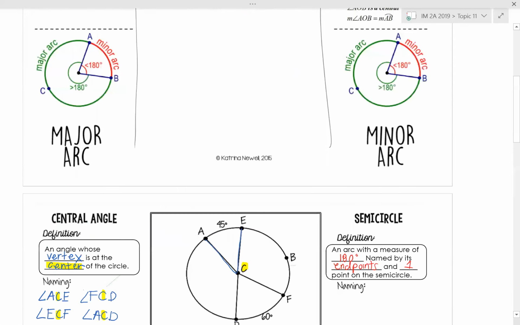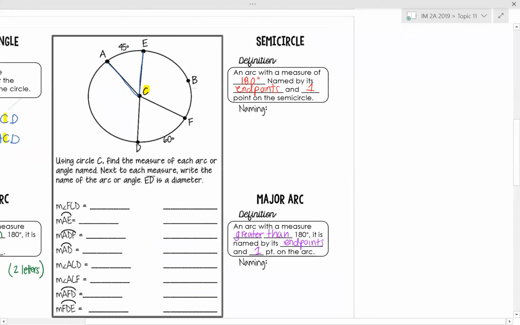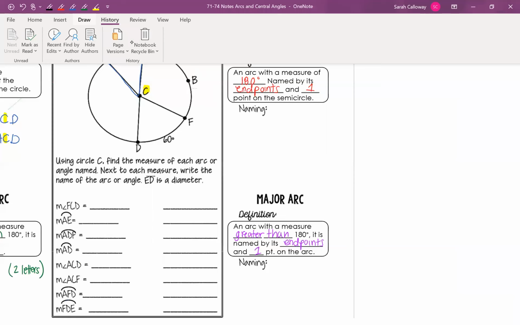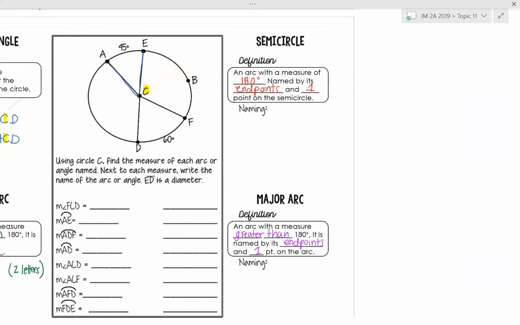A major arc, I'm not going to go back to the front. Let's just do this from here. So then a semicircle is the next word. A semicircle is an arc that measures exactly 180 degrees. And it's named by its two endpoints and one point in the semicircle. So in this diagram here, they're telling us that ED is a diameter. And a semicircle is always made with a diameter.